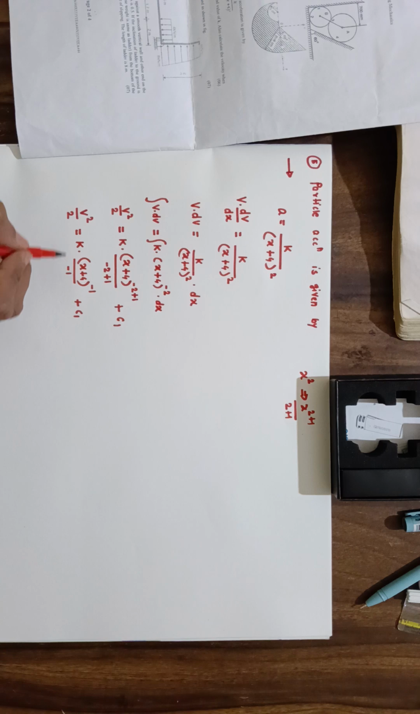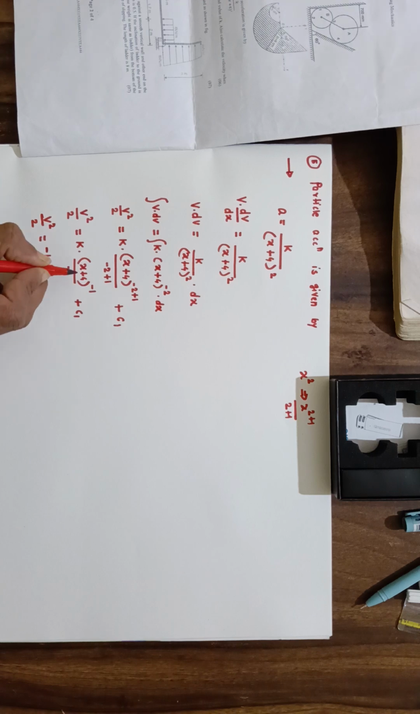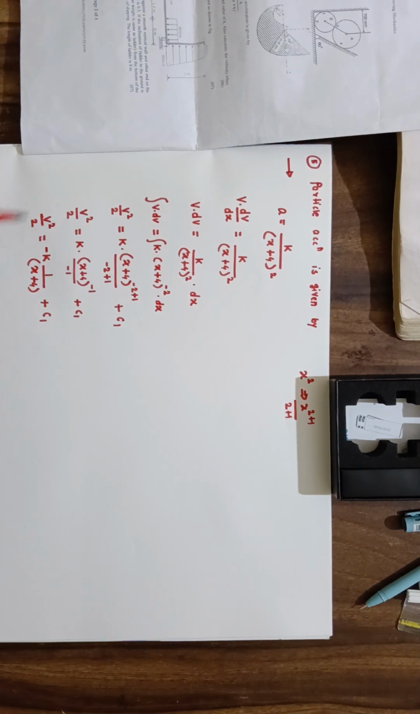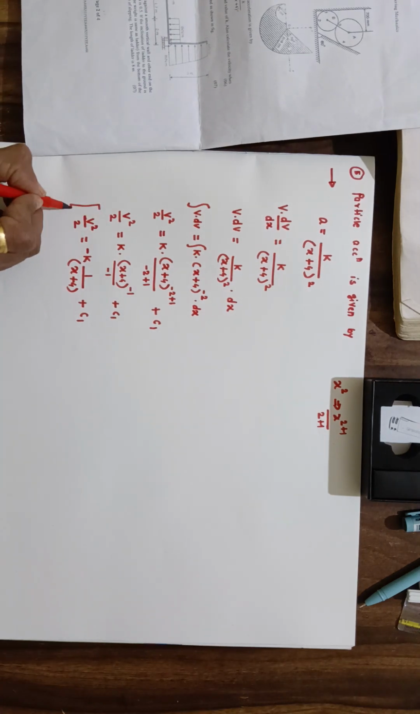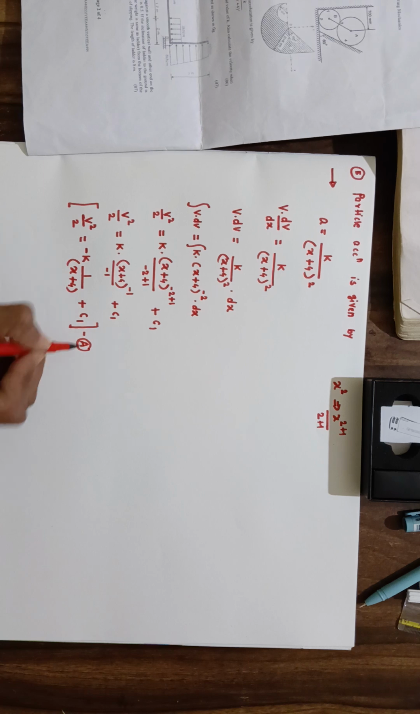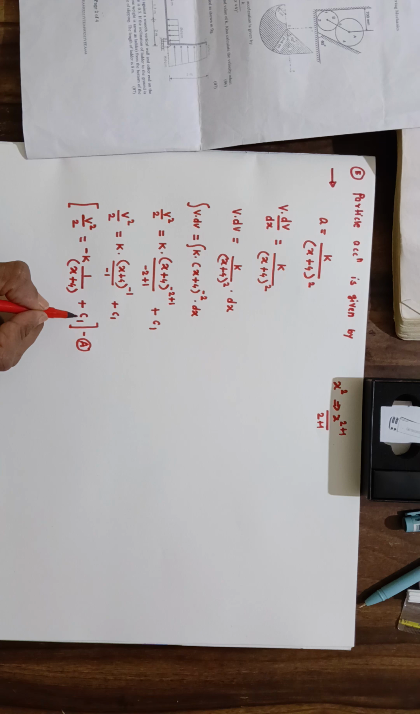Taking the minus 1 on the right side, v square by 2 equals minus k upon (x plus 4) raised to minus 1, which we can write in the denominator as x plus 4, plus the constant c1. Now this is the basic equation. Consider this equation as equation A, or equation 1. Now here we have to find out this constant c1.